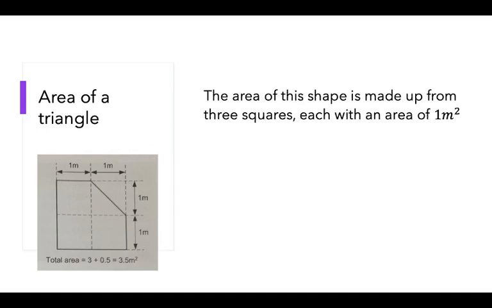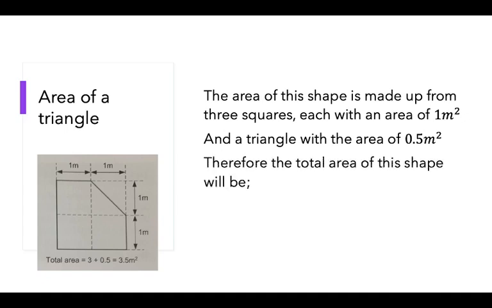So the area of this shape is made up from three squares, each of which has an area of 1 metre squared, and a triangle that has the area of half a metre squared. So the total area of this shape is going to be 3 times 1 metre squared, because you've got three squares that have the area of 1 metre squared, which is going to give you 3 metres squared, plus half a metre squared for your triangle. So the total area is 3.5 metres squared.